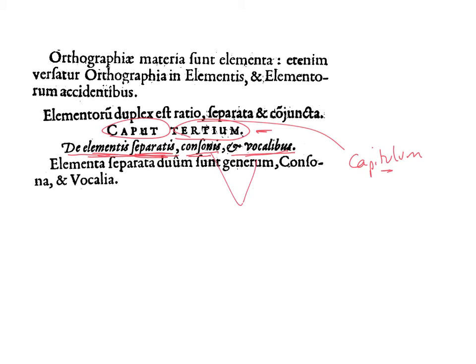Both are neuter, plural, and ablative as the objects of the preposition de, or you might take them as modifying elementis, which is the object of the preposition de, but they belong to different declensions. Consonis is second declension, neuter, and vocalibus is third declension, neuter.